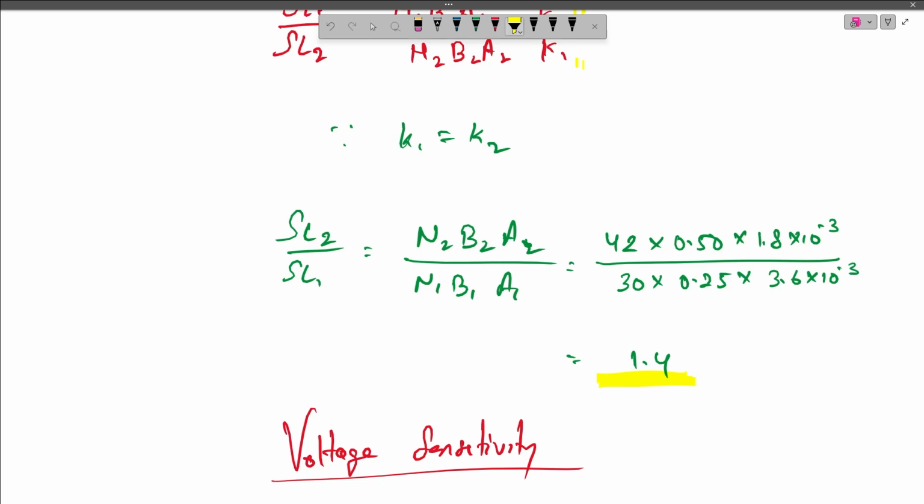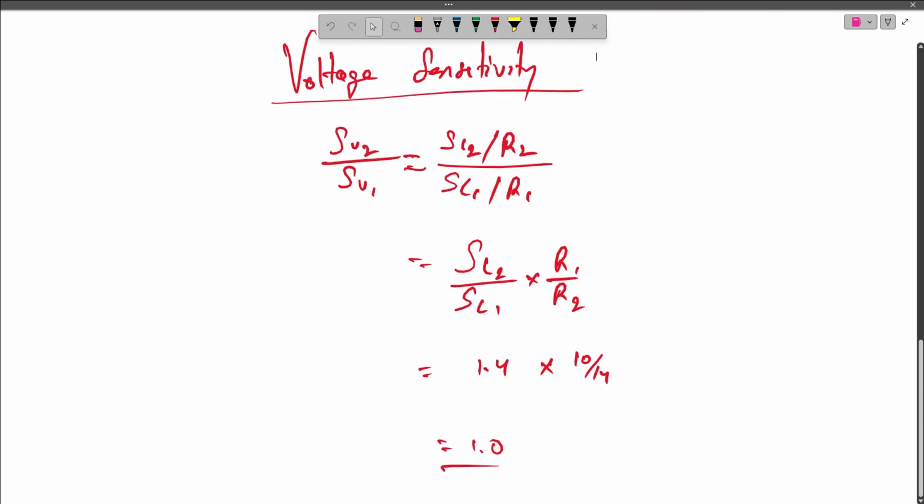Similarly, the voltage sensitivity is defined as the current sensitivity divided by the resistance in the coil. So voltage sensitivity of second coil to that of the first coil would be equal to the current sensitivity of the second coil divided by first coil multiplied by resistance of the first coil by the resistance of second coil. Now after substituting these values, you will get the result as 1.0.